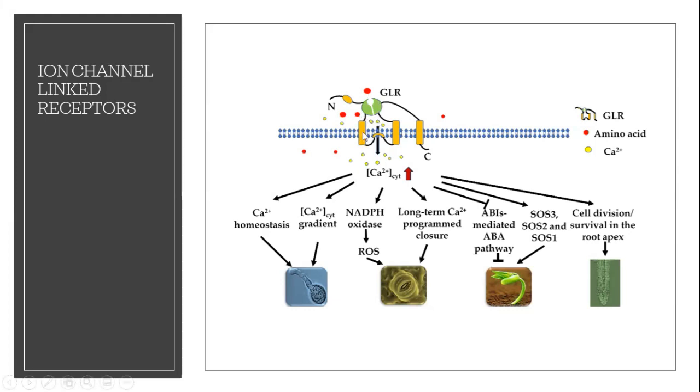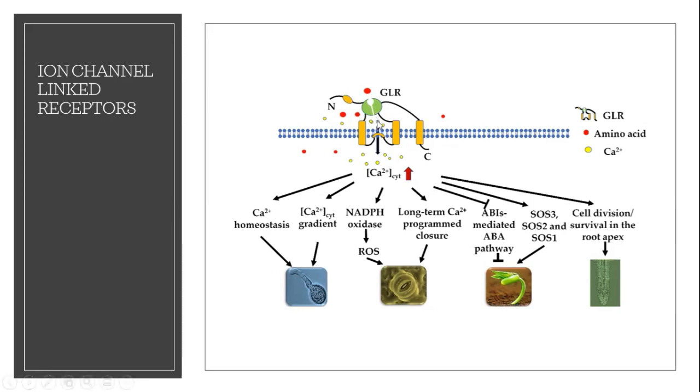Now here you can see there is a long chain of protein that has its N terminal outside, that is extracellular, and the C terminal inside the cell. And you can see there is a domain here which acts as a binding site. This GLR, or glutamate receptor-like protein, binds to the glutamate amino acid.